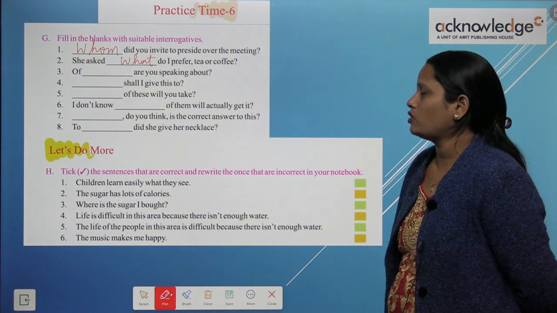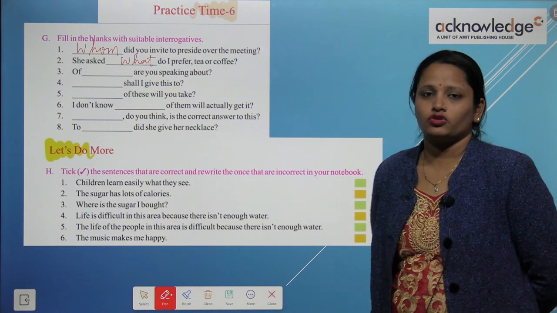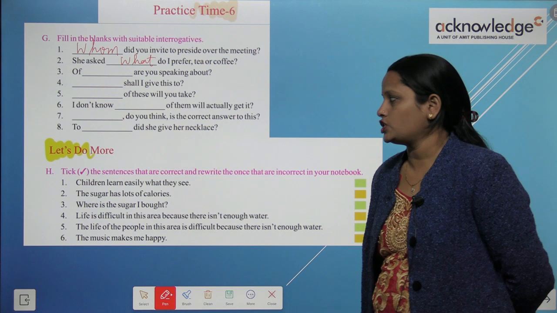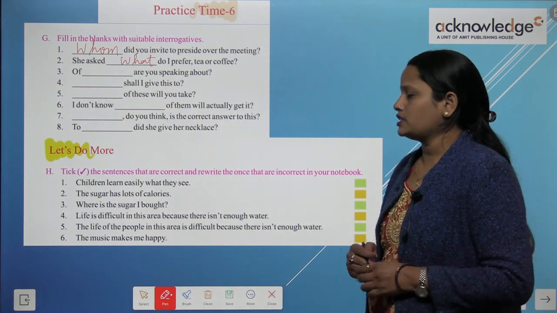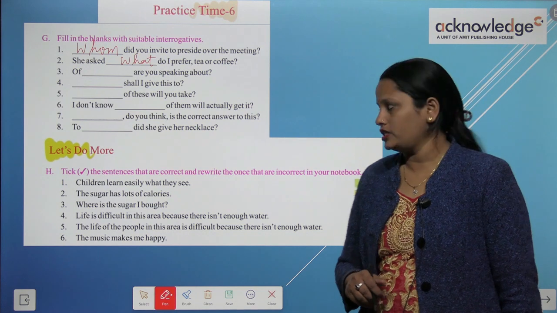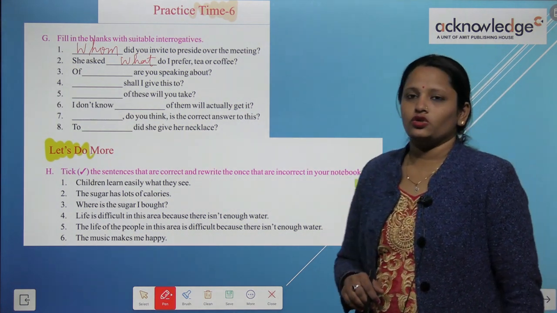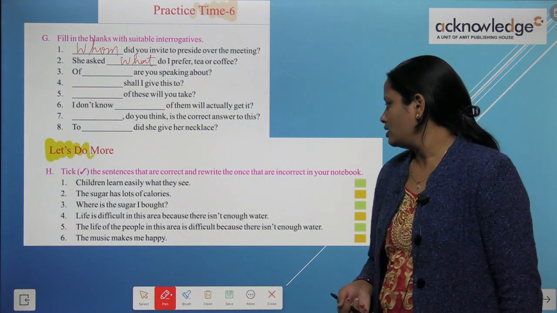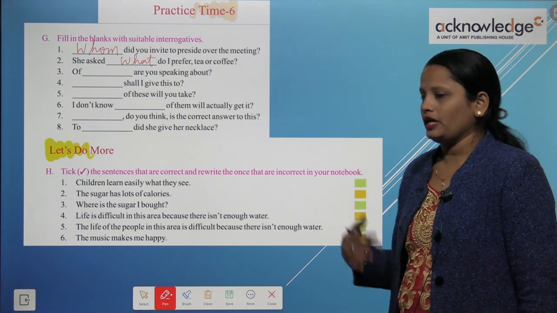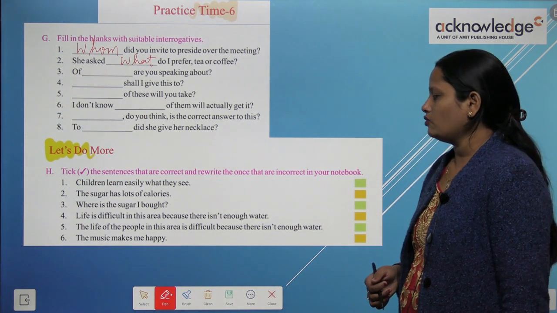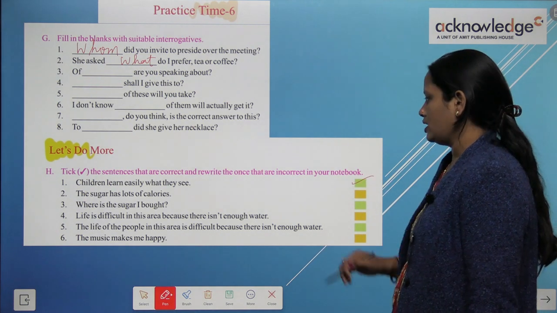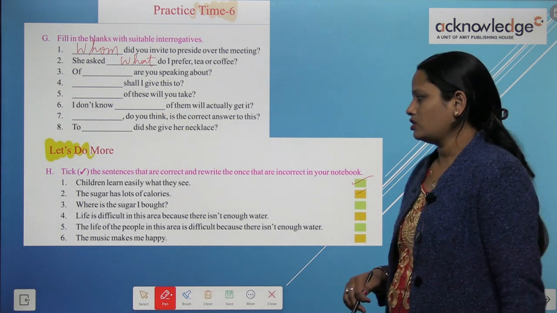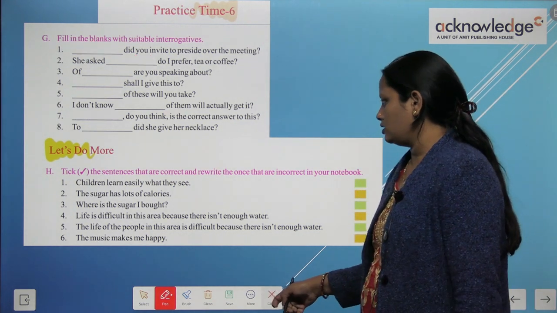So children, we have done two of the questions, and the rest you have to do on your own. Now let's come to Let's Do More. Let's Do More pattern. Check the sentences that are correct and rewrite the ones that are incorrect in your notebook. So यहाँ पे हमें sentence को check करना है जो correct है, और जो incorrect हैं उन्हें हमें अपनी notebook में लिखना है. Now children learn easily what they see. So this is correct, and the sugar has lots of calories. So this is also correct. Now like this children, you have to complete the rest of the exercise.